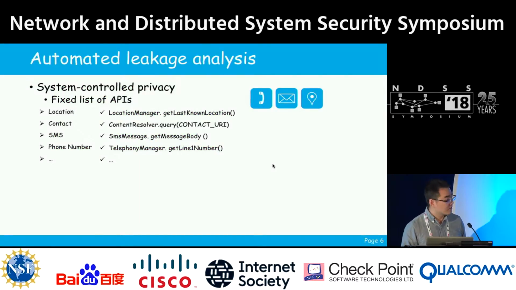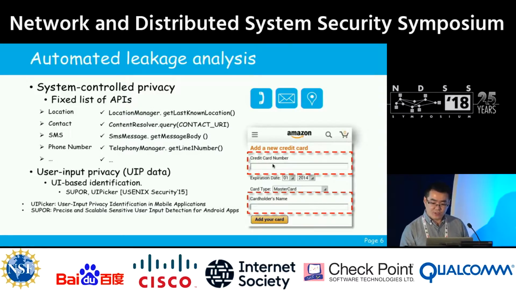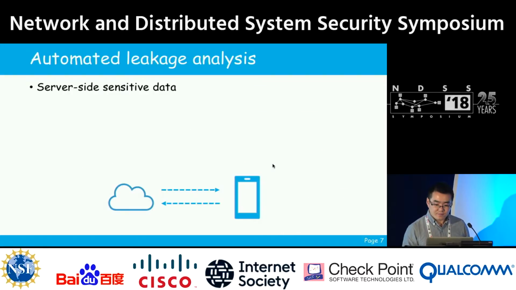Traditional sensitive sources are actually labeled by a set of fixed APIs that refer to system-controlled privacy. To expand the scope for detecting privacy leakage in fine-grained settings, recent research also provides solutions to identify user input data. However, the more complicated case is user-sensitive data from the app server side, especially after she logs into her account and downloads data from the server.